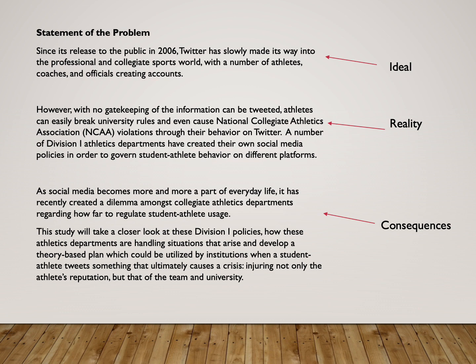So here is the statement of problem: since it was released to the public in 2006, Twitter has slowly made its way into the professional and collegiate sports world with a number of athletes, coaches, and officials creating accounts. So that's the ideal. The reality is, however, with no gatekeeping of the information that can be tweeted, athletes can still easily break university rules and even cause NCAA violations through their behavior.